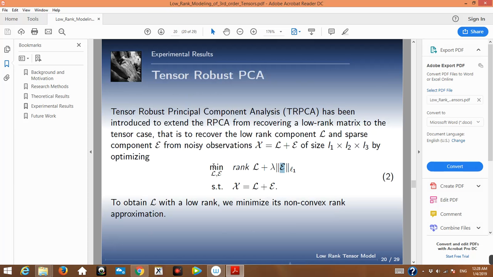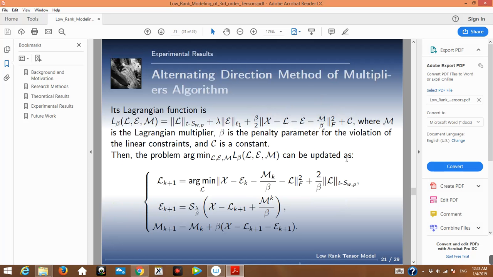This is a typical optimization objective function that can be solved by the ADMM algorithm. You can see the ADMM algorithm iteratively solves this optimization problem.